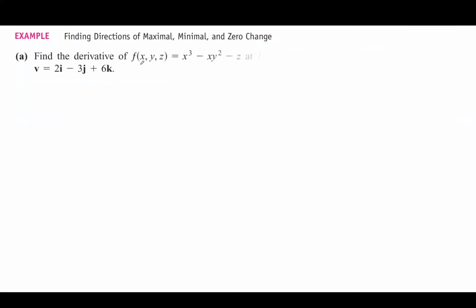Now let us go back to our calculus. We're going to go over a few examples. The question says, find the direction of maximum, minimum, and zero change. Find the derivative of the function in three independent variables at the point (1, 1, 0) in the direction of vector v, which has components 2, -3, and 6.